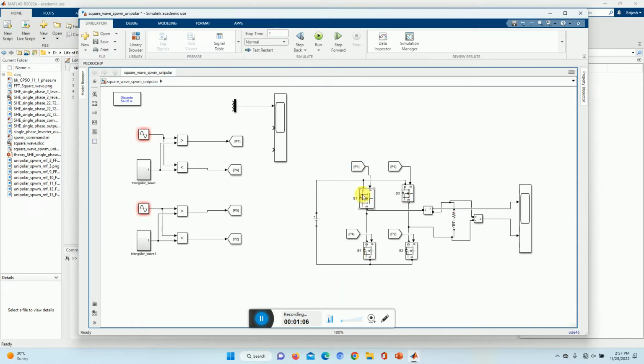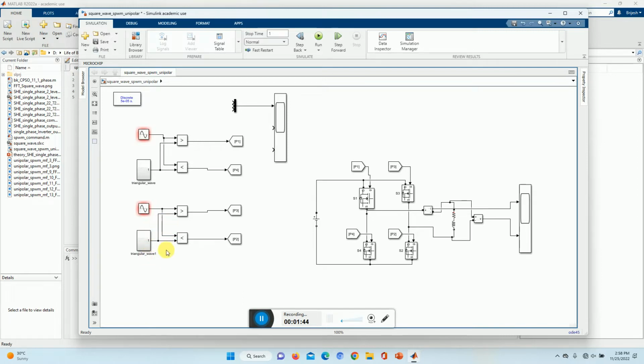S1 and S4 are turned on and off depending on the sine and the triangular wave. When the sine is greater than the triangular, we will have a pulse P1, and when the sine is less than the triangular, we have a pulse P4. Similarly, another leg is there, S3 and S2, which will be controlled by another sine and triangular wave. The difference between this sine and this sine is just that they are 180 degrees out of phase, and the triangular is a carrier signal. There is no phase difference between them.